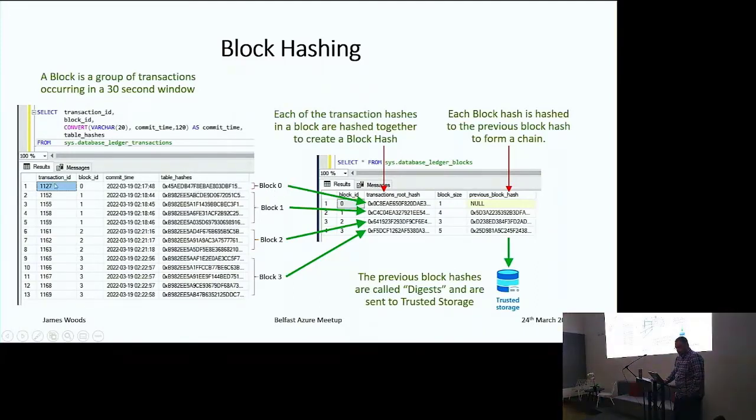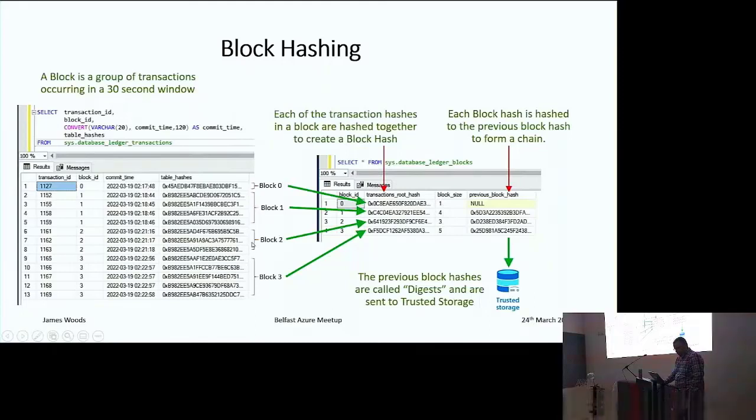The first block only has one row. You can see the next block had 4 transactions in it, and they're all inside a 30-second window. So those 4 transaction hashes, or table hashes, get hashed together to form the block hash, and that's repeated here. We've got 4 different blocks, and then it also says here the block size. That's just the number of transactions.